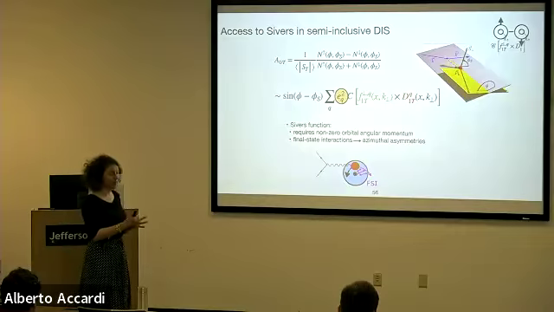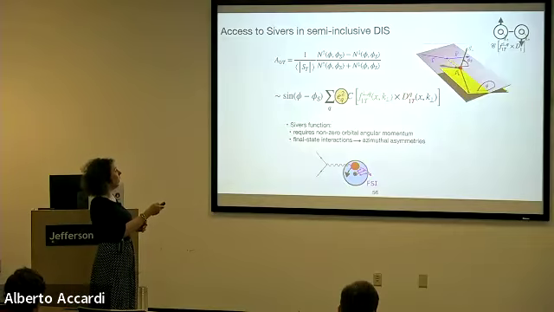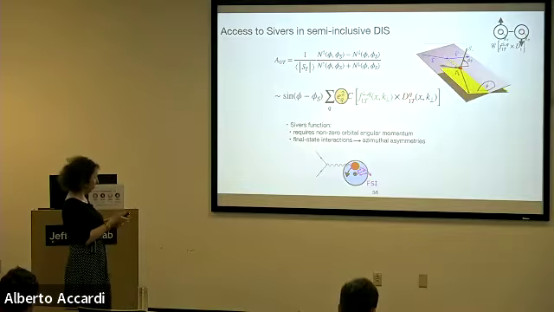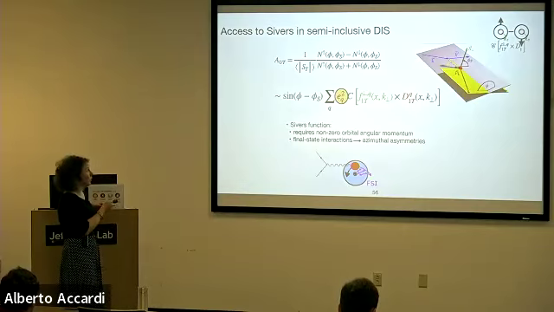And as you can also understand, since you're probing a correlation between the transverse momentum of an unpolarized quark and the transverse spin of your nucleon, maybe you can intuitively understand that this function requires a non-zero orbital angular momentum of your quark.